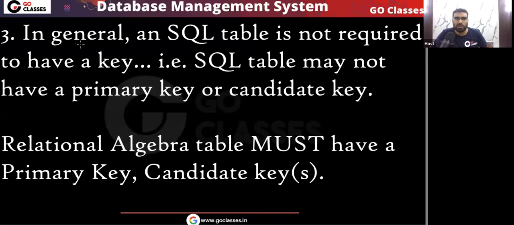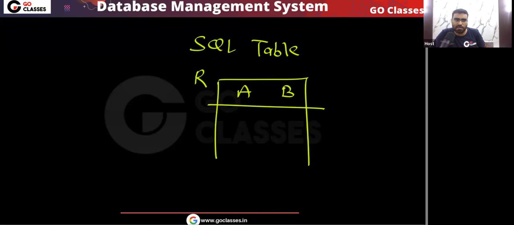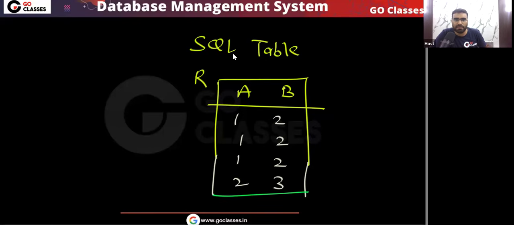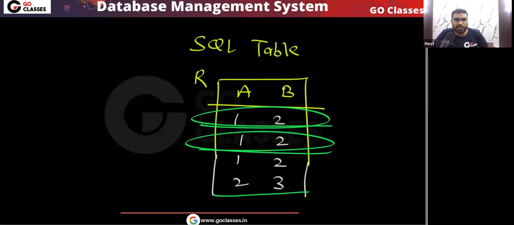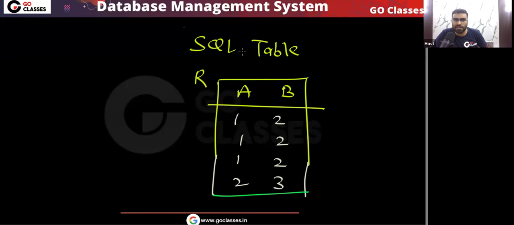But remember, in SQL, you may not have a primary key, you may not have a candidate key. So you can easily see, for example, in SQL, this type of table is allowed. Consider this table R with columns A, B. For example, 1, 2. I told you duplicate tuples are allowed. Now you look at this and tell me, is there any primary key in this table? If there is a primary key, then you cannot have duplicate tuples. So there is no primary key here.